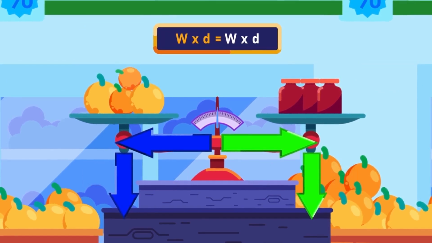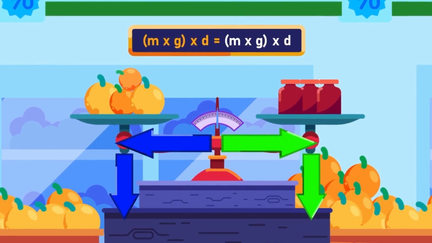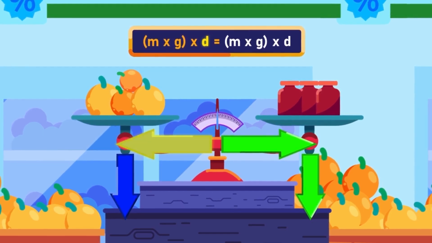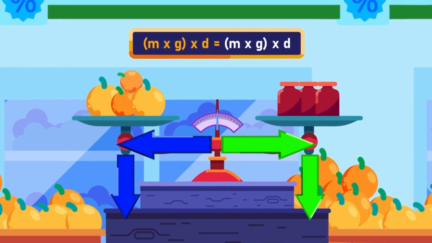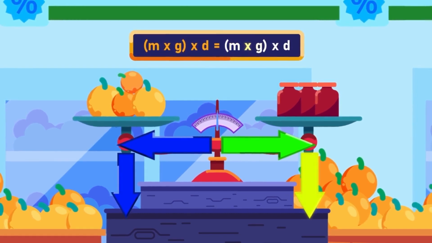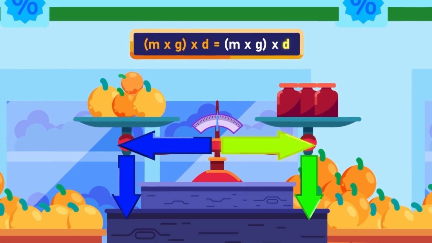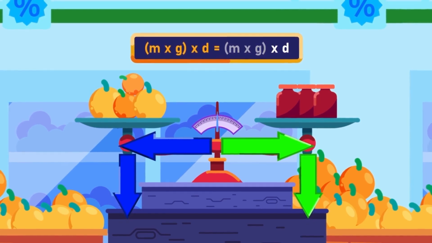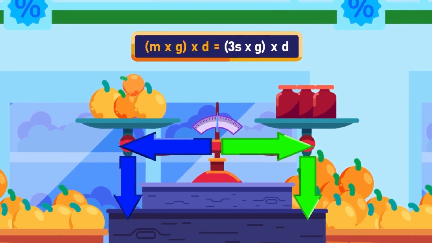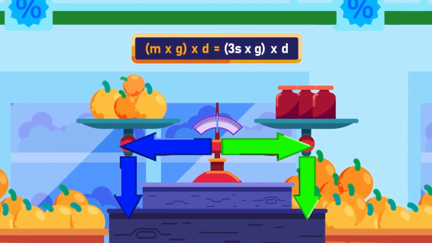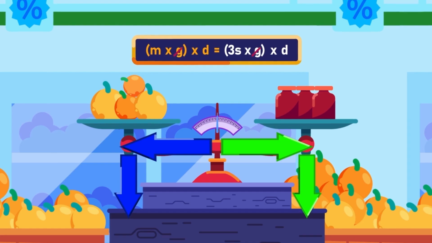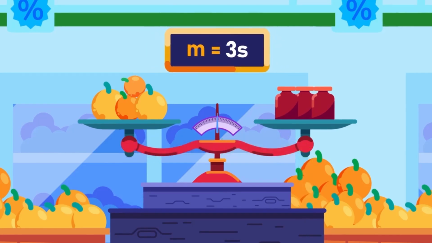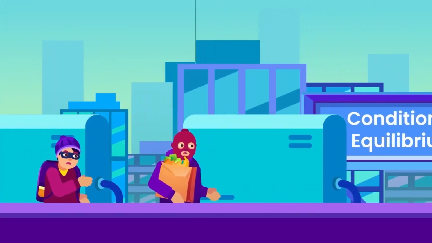So we can substitute the equivalent and get the torque formula: mass of the oranges times acceleration of gravity times perpendicular distance from the oranges to pivot, mgd, equals mass of the calibration weights times acceleration of gravity times perpendicular distance from the calibration weights to pivot. Substitute the mass of calibration weights with 3s: mgd equals 3s gd. Thus, when the equal arm beam is balanced, the mass m of the oranges is equal to the total mass of 3 calibration weights: m equals 3s.